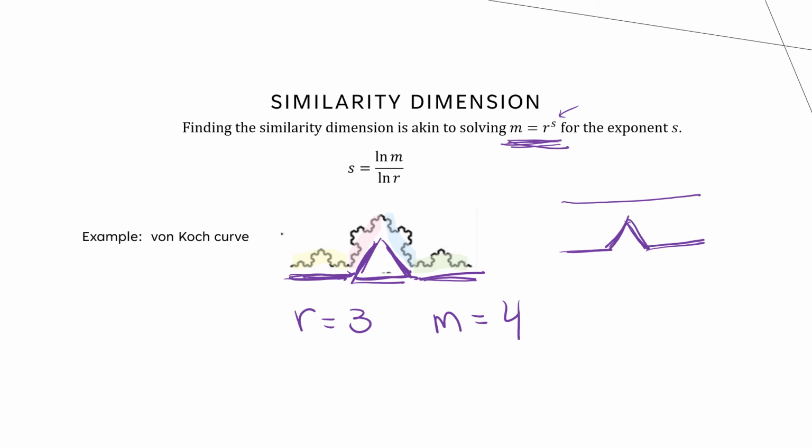So then when we just plug these things into our dimension here, we're going to have ln of 4 over ln of 3. And we're going to get that the similarity dimension of the von Koch curve is approximately 1.26, which is between that 1 and 2. It's a little bit closer to 1 dimension, but it's not 1 dimension.